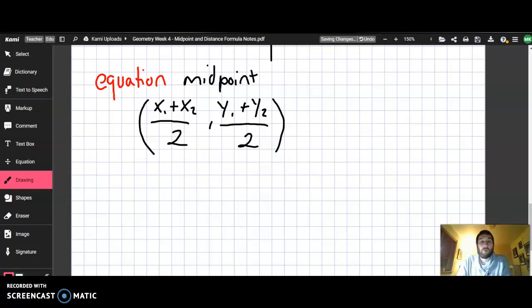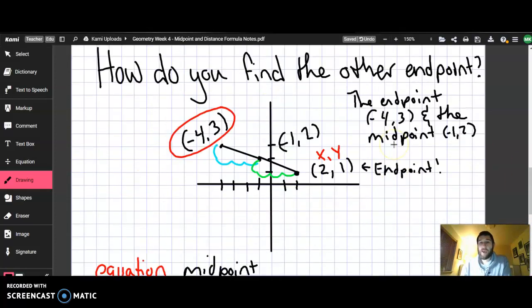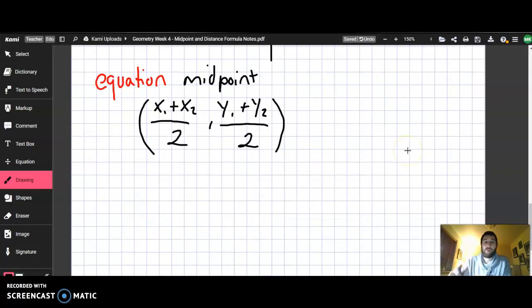If we don't know what one of those endpoints are and we want to solve this algebraically, we're able to just plug in the pieces that we know and then solve like an algebraic equation. And so what we had above was that we had the endpoint negative 4, 3.